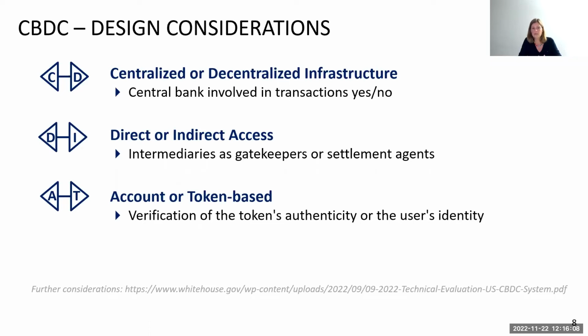What role do intermediaries play? And then the last one that I'll highlight is, should the system be account or token based? Obviously, there are many more decisions to make, and if you're interested in them, you might get more information in this technical evaluation paper. The link you find below on the slide. It's been issued by the White House as well, also this September.